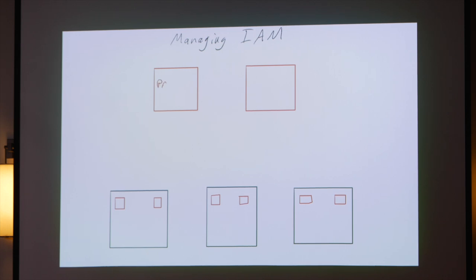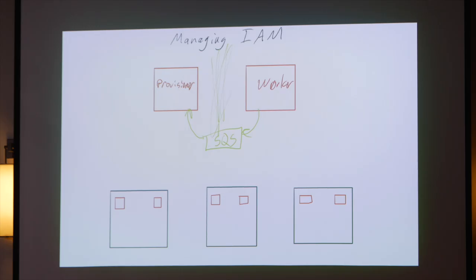I have two environments. One is the provisioner and one is the worker. For the stuff that I've built, those are actually two separate accounts in Amazon. Totally separate accounts. Those accounts are joined by an SQS message queue. When the worker side, which is where all the application logic lives, says we need a new permission, or I need to provision a new account, that gets dropped to the provisioner.